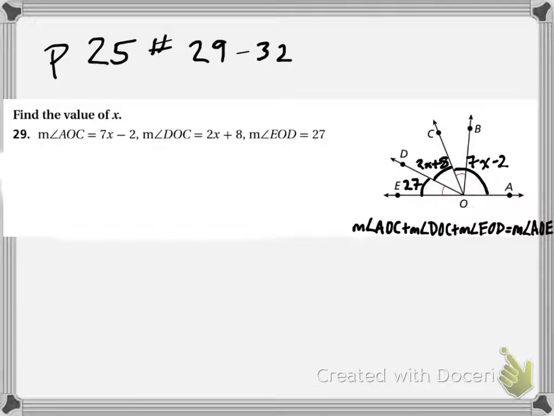Now we know that a straight angle, as angle AOE, has a measure of how many degrees? 180 degrees. If you didn't know it, now you do. A straight angle has 180 degrees. And then we are going to use substitution here, putting these items in place of these angles. For AOC, we have 7x minus 2. For the measure of angle DOC, we have 2x plus 8. And for the measure of angle EOD, we have just 27.